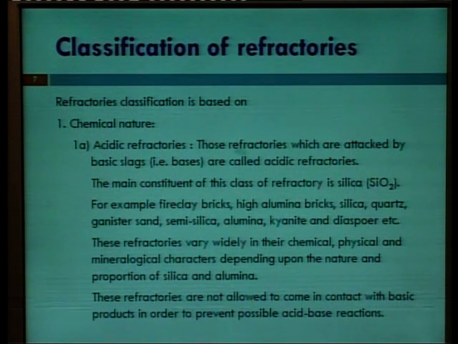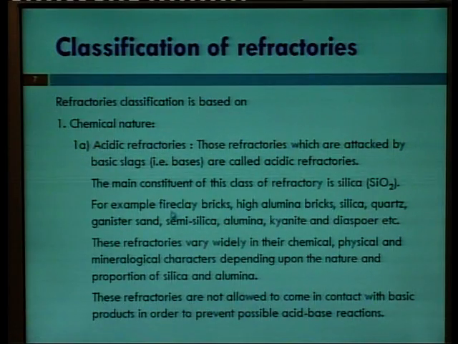You have studied in previous classes that non-metallic oxides are generally acidic in nature. That is why silica is an important constituent of certain refractories, and if it becomes a major component, then we can regard it as an acidic refractory, because this is an acidic oxide. So, the main constituent of this class of refractory is silica, silicon dioxide.